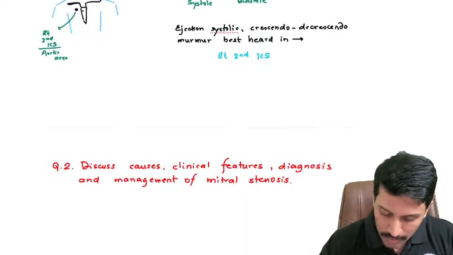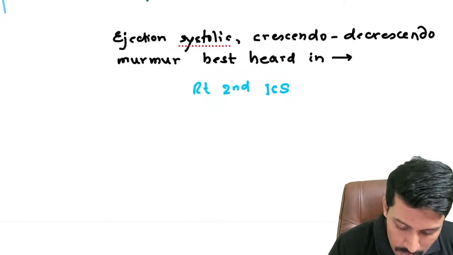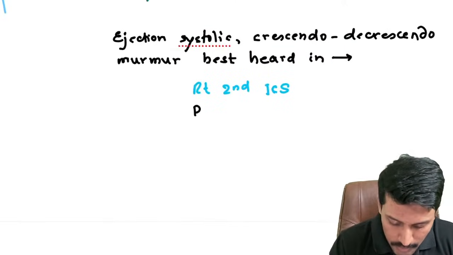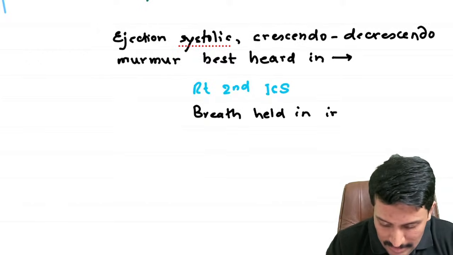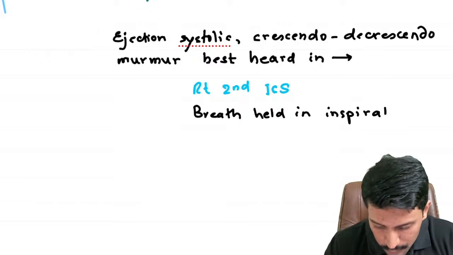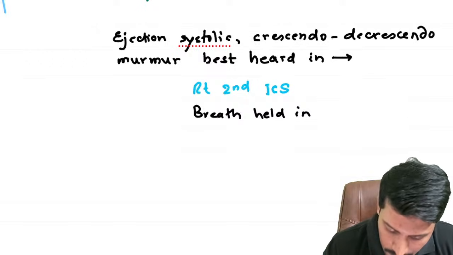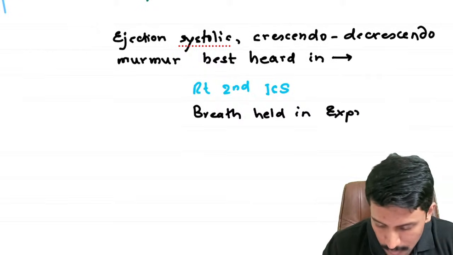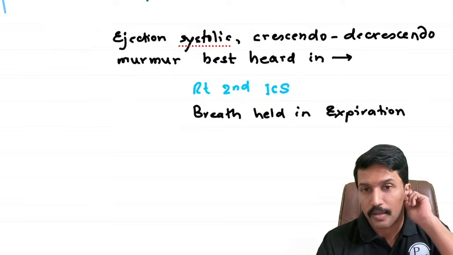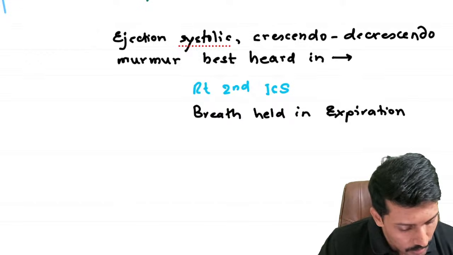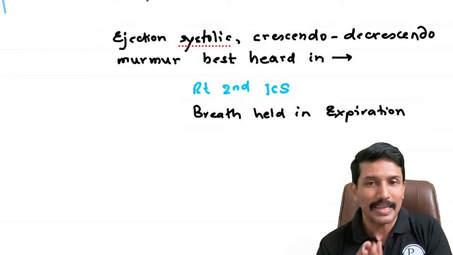So here we should write, because it is a left-sided heart pathology, we will be writing best heard in the right second intercostal space with the patient's breath held in inspiration. Sorry, breath held in expiration. Okay, I will talk about the pulsus paradoxus later. Breath held in expiration.